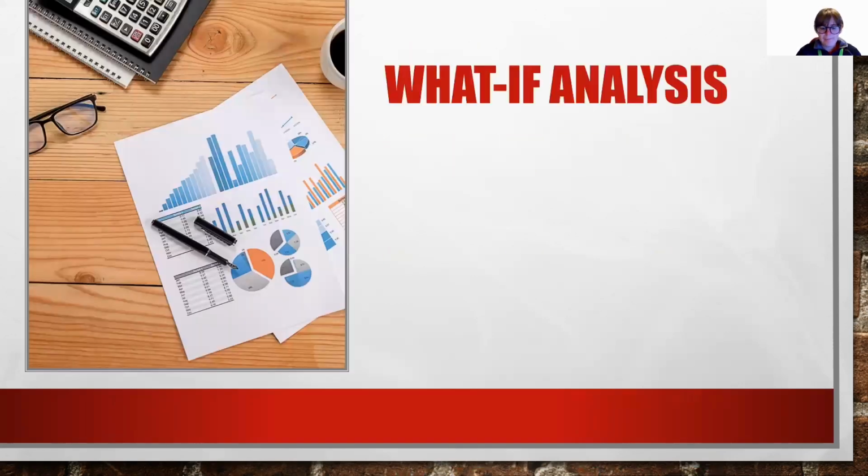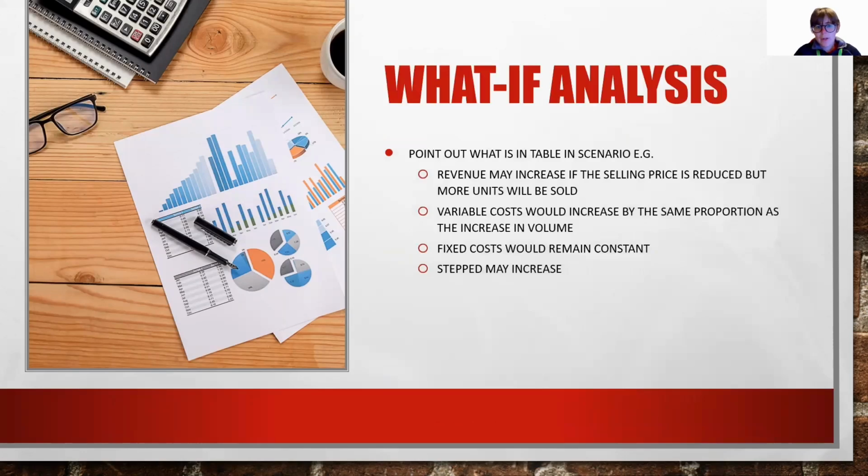What if analysis then? Well, this is going to point out what is in fact happening if we change something. So revenue may increase, for example, if the selling price is reduced, but more units are going to be sold. Or perhaps our variable costs would increase by the same proportion as our increase in volume. Maybe our fixed costs are just going to remain constant no matter what happens. Or could it be that our fixed costs are actually going to take steps when we produce more units?